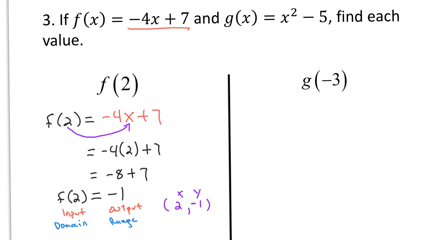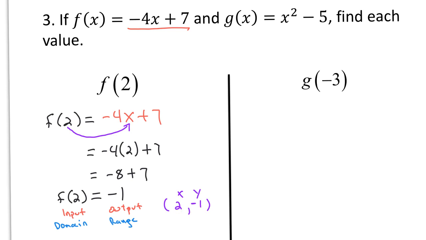When you input a number, you get an output. In your math class, just ask your teacher what answer they want. This is sufficient for me. You have -1 for the answer. But if I ask you, what's the ordered pair? Just be prepared. You just say when the input is 2, the output is -1.